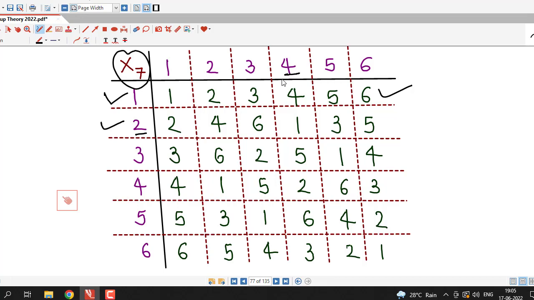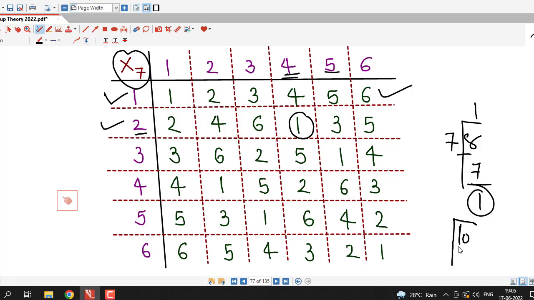Then 2 into 4, that is 8, and it is bigger than 7, so I have to find the remainder when 8 is divided by 7, and the remainder is 1, therefore I have written 1 here. After that 2 into 5, that is 10, and I divide 10 by 7, so the remainder will be 3, that I have written here. Then 2 into 6 is 12, 12 divided by 7 will give me remainder 5, so here I write 5. So in this way I have written all the entries in the composition table.